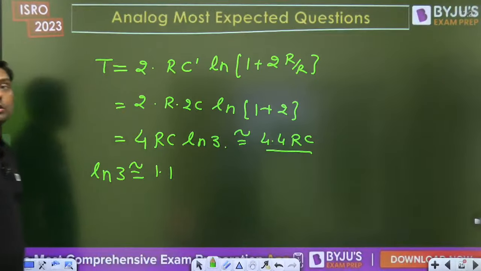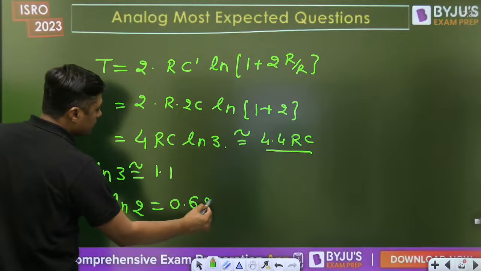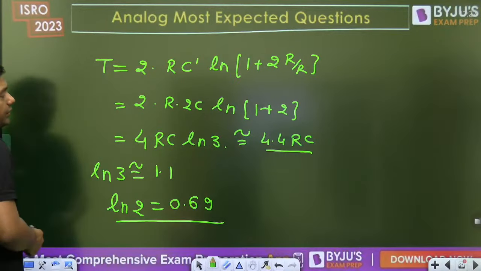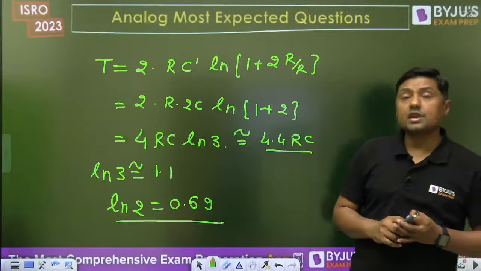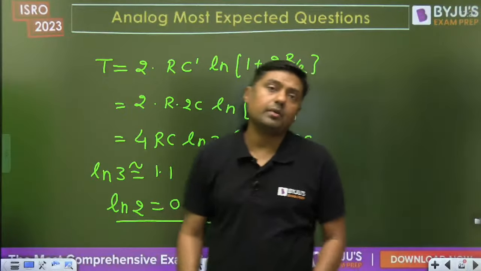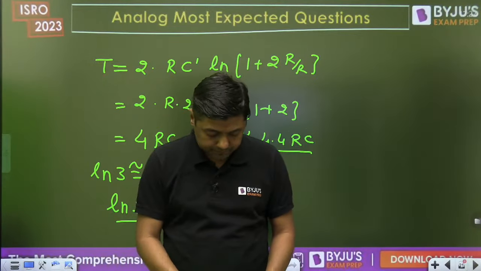It may be asked in the ISRO exam, where calculators are not allowed. Remember log 3, log 2. Log 2 is 0.69, it is a natural log. This is the answer, the standard answer for an astable multivibrator. Please everyone, please revise this formula. Okay then. Next one.